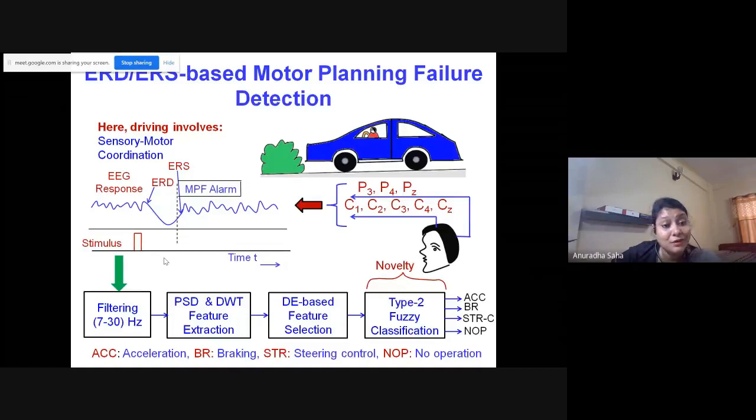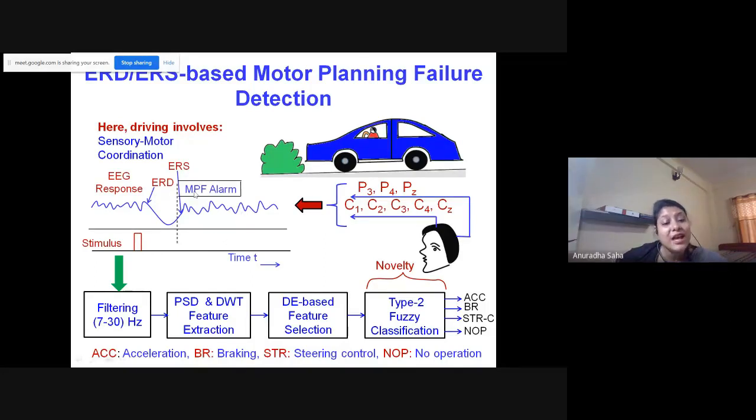If I do not find any such ERD, ERS signal generated from his brain, when we analyze those EEG signals constantly recorded through the EEG device, then I should generate an alarm, called the motor planning failure alarm. That means the driver is detected as having some kind of motor planning failure. So this is the scheme of the motor planning failure detection.